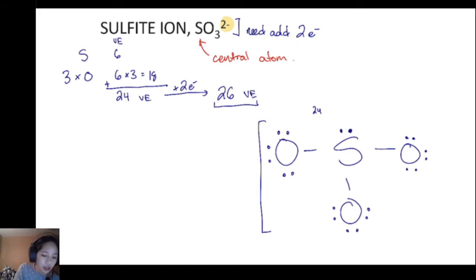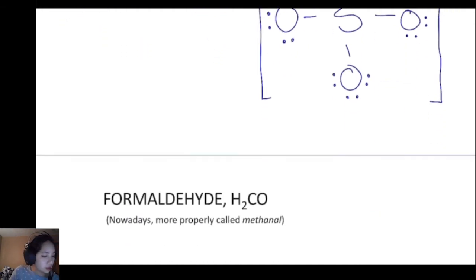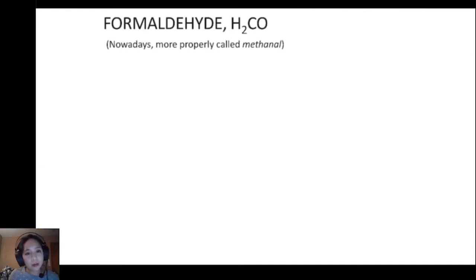Typically, if it's an ion, we draw a bracket around the whole thing, and we write that it has a -2 charge around the whole thing. All right, so everyone's octets are happy, and we have 26 valence electrons drawn in our Lewis structure. Let's move on to our next example, formaldehyde.